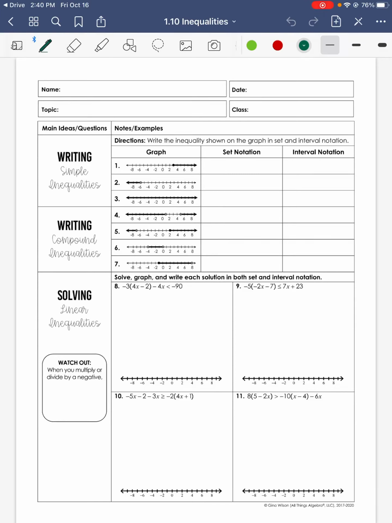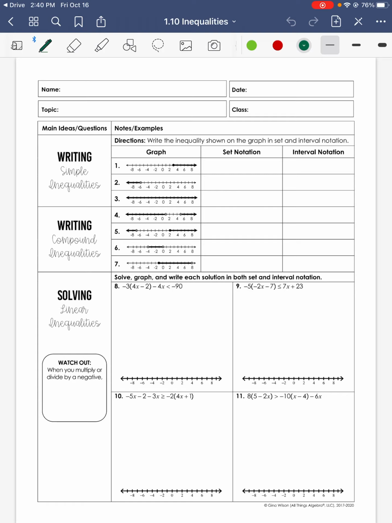Okay, here we have section 1.10, which is inequalities. This is the last section before our unit exam. So this is the last subject we're gonna cover in our first unit here.